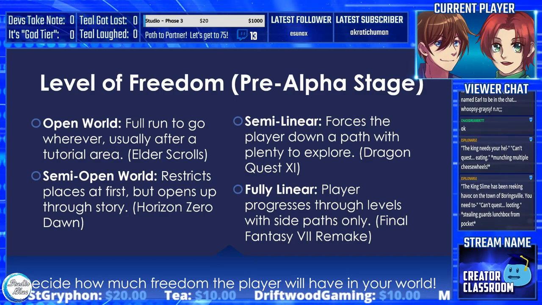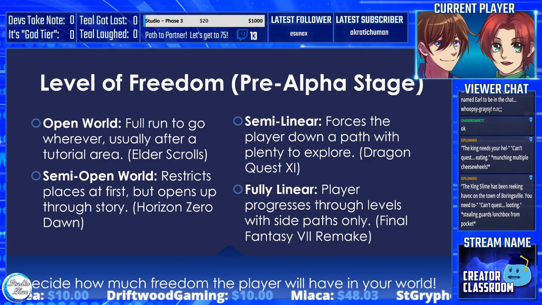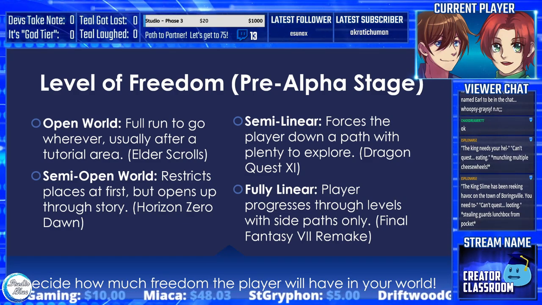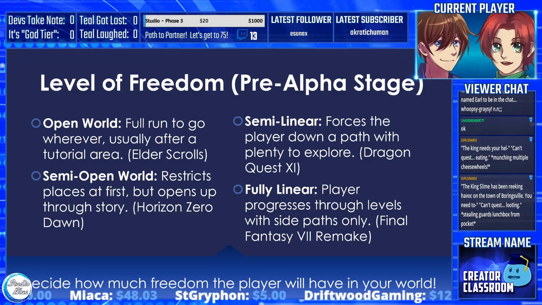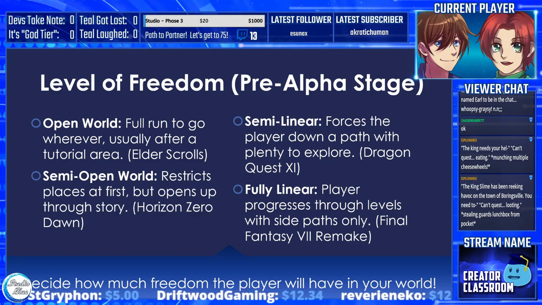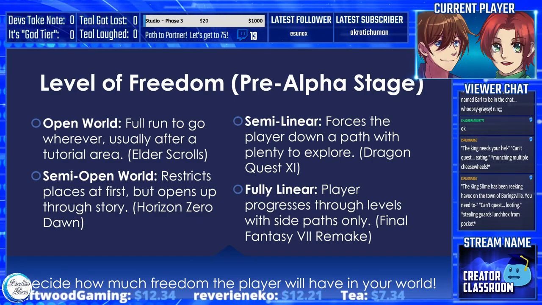And then finally, fully linear is, yeah, you're basically playing the game through levels, but you're given exploration, like the slums in Final Fantasy VII Remake. And that area, the slums, literally only opens up in FF7 Remake at the end of the game. Right before you go to Shinra HQ. For the most part, it's a highly linear game, but it's still a linear game that allows for exploration.